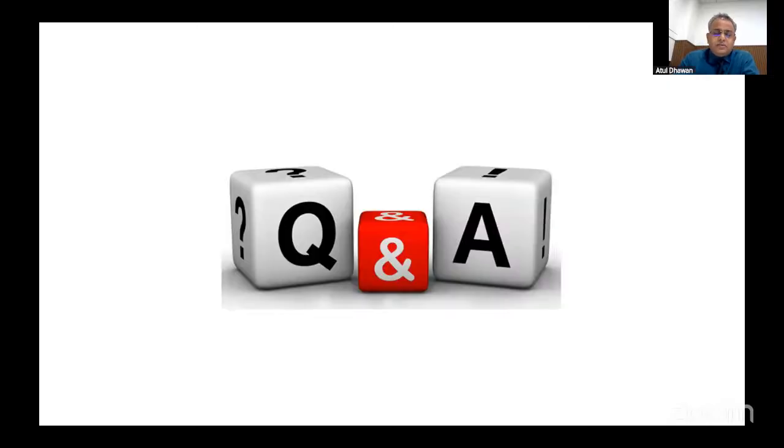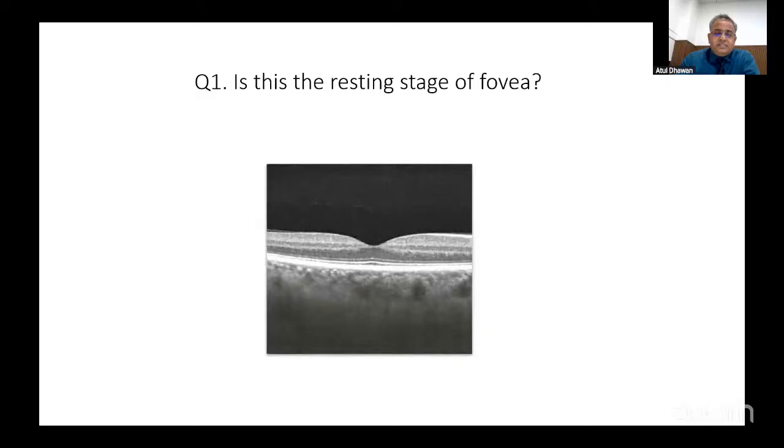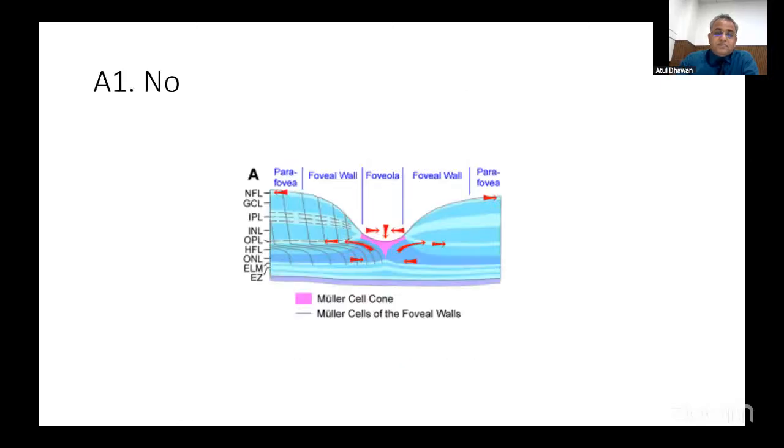Now I'll take it as a question answer session. The first question is: is it the resting stage of the fovea? No, it is not the resting stage of the fovea. Centripetal and centrifugal forces are there. Centripetal means forces towards the center are more than the centrifugal forces. Fugal means away from the center. So the retina is pulled towards the center. The central force is by the foveal cone Muller cell, which is acting like Fevicol.